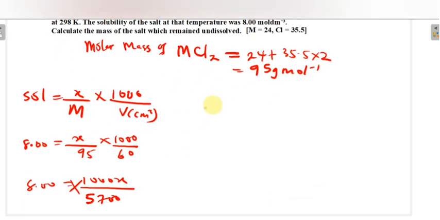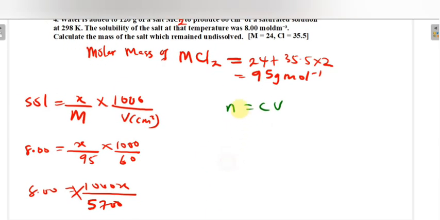So trying this with the other method, we're going to use N is equal to CV. We do not know what N is, so we have to calculate N first. So N is going to be equal to C, as 8, times V. The volume given is 60. We'll have to divide it by 1000 to convert it to dm3. So N is equal to 8 times 60 divided by 1000. That's equal to 0.48.